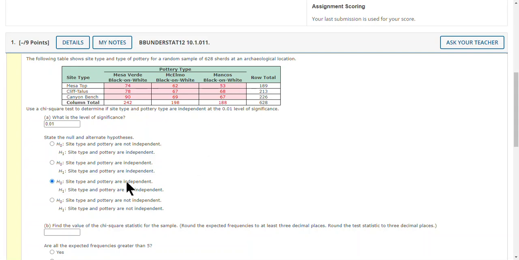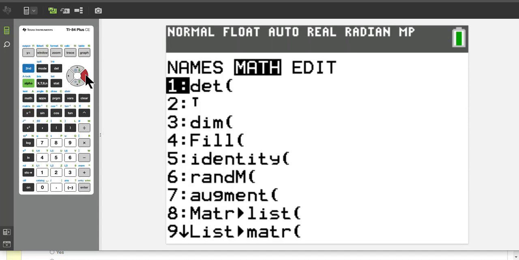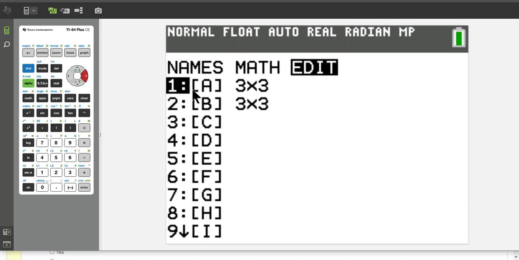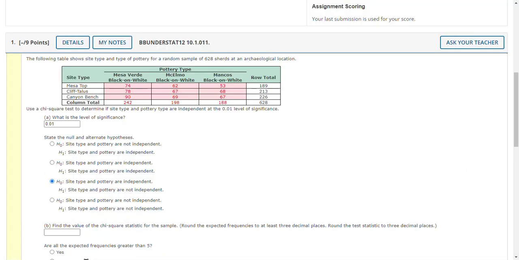All right, so in my TI-84, what I do first is go to the matrix menu. I do second and then hit this button, x to the -1, because that gets me to the matrix menu. Then I go over to edit a matrix, and I'm just going to edit matrix A. You can edit any of the matrices you want, but I'm going to do matrix A. In this case, I need a 3 by 3 matrix because I have 3 rows and 3 columns of data.